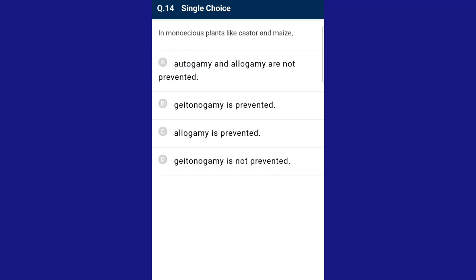Question number 14. In monoecious plants like castor and maize, geitonogamy is a type of self-pollination. Geitonogamous pollination is sometimes distinguished from the fertilizations that can result from it. If a plant is self-incompatible, geitonogamy can reduce seed production. So the answer is option D. Geitonogamy is not prevented.